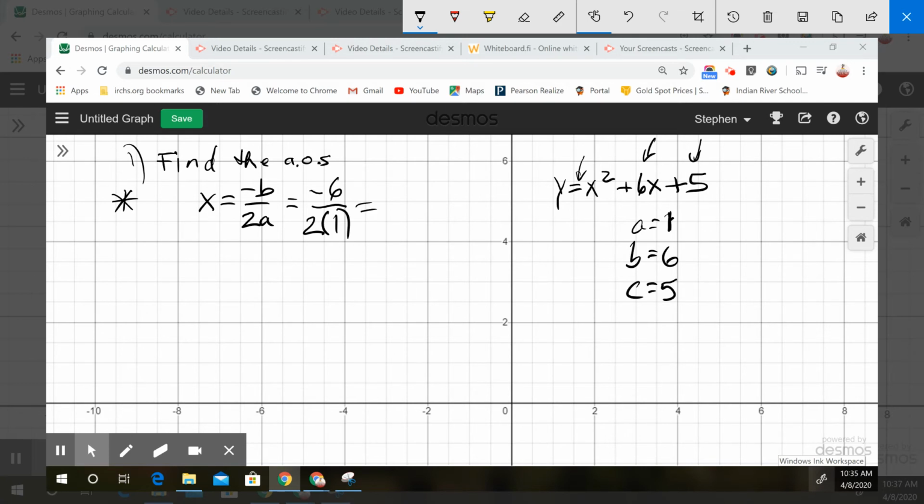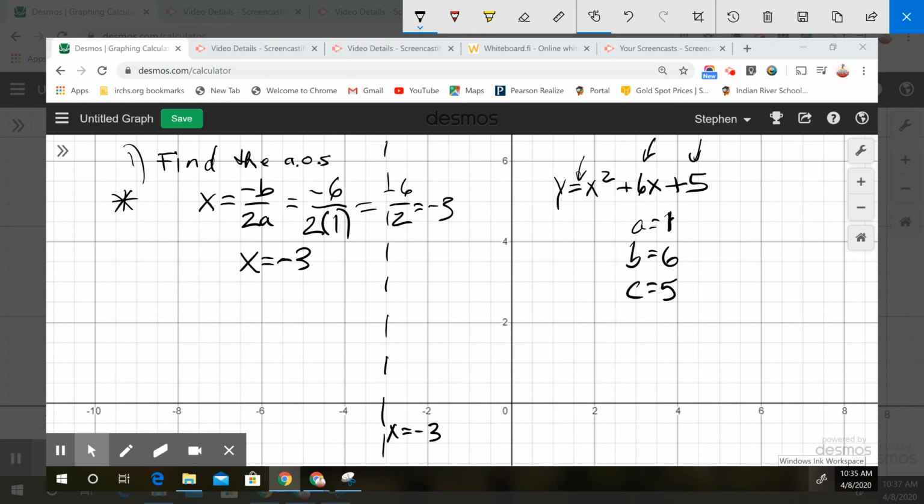Now we've got to do some simplifying. It becomes negative 6 over 2, which is equal to negative 3. The equation for the axis of symmetry is x equals negative 3. Now, go back to linear. When we talk about linear equations, that means the axis of symmetry is a vertical line here at negative 3. There it is, the line x is equal to negative 3. That goes back to when we did linears.